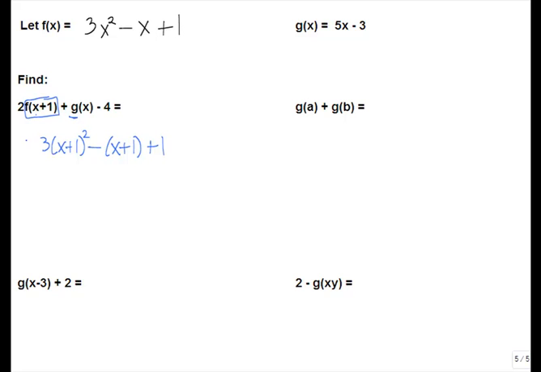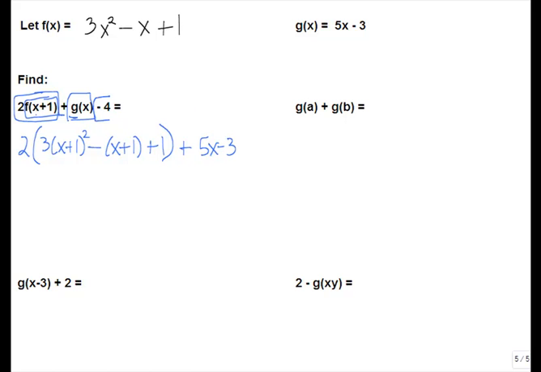So the way we want to show that properly is 2 and then times or parentheses this entire function. So that 2 needs to go on the outside. So now we've done all of this part of the problem. Now what we're going to do is add to it whatever g of x is. And g of x has as its rule 5x minus 3. So right there's our g of x.